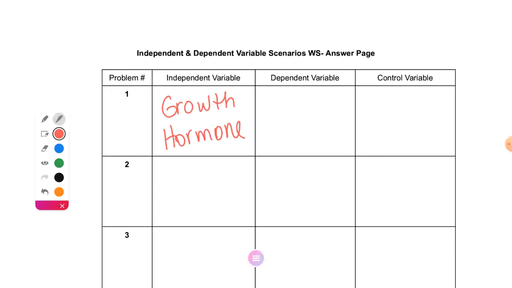If you need to make a note, this is what changes. Okay, what changes, or what are they testing? One cow gets the growth hormone, one cow does not. So that's what changed in this scenario. How are we going to locate the dependent variable? How are we going to locate the dependent variable, Elise?